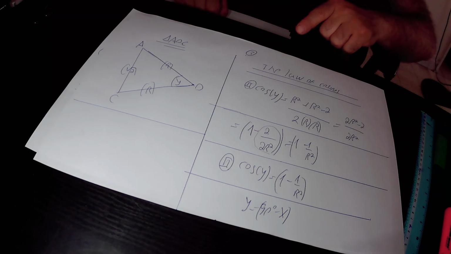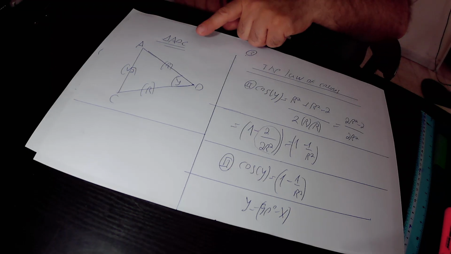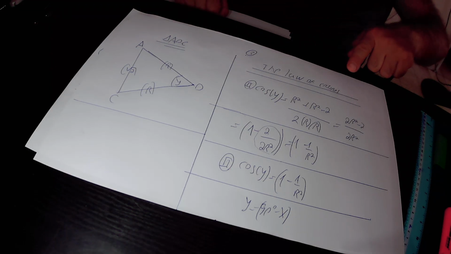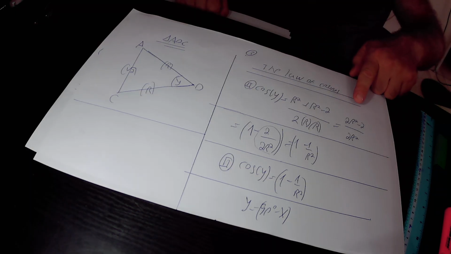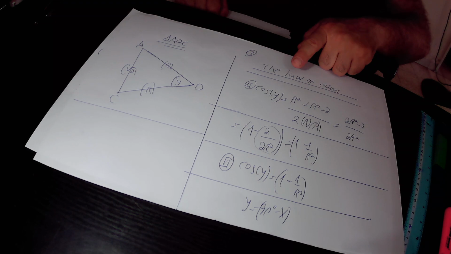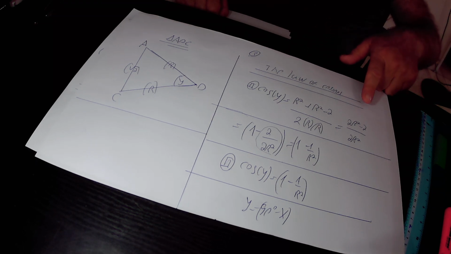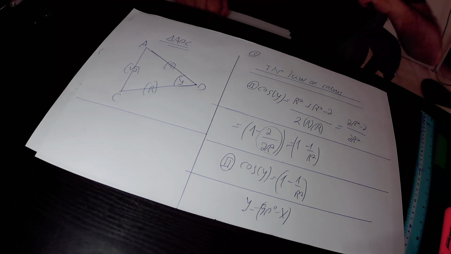So in conclusion, we found out that according to the law of cosines, in this triangle AOC, cosine y equals R squared plus R squared, which is 2R squared. So in total, in the numerator of this expression, we have 2R squared minus 2, over 2R squared.